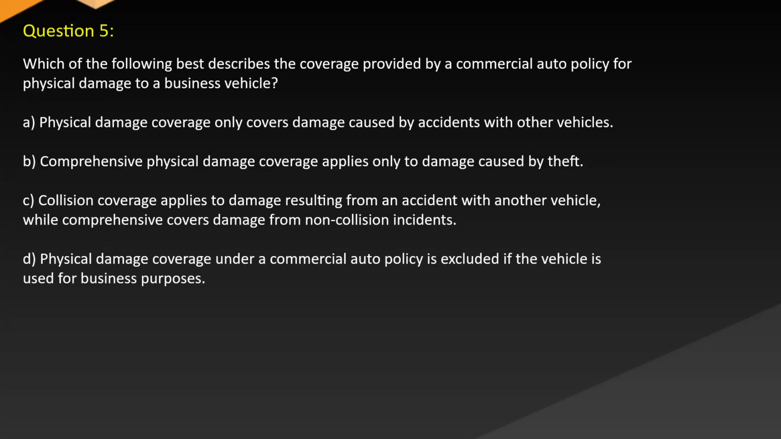Question 5. Which of the following best describes the coverage provided by a commercial auto policy for physical damage to a business vehicle? A. Physical damage coverage only covers damage caused by accidents with other vehicles. B. Comprehensive physical damage coverage applies only to damage caused by theft. C. Collision coverage applies to damage resulting from an accident with another vehicle, while comprehensive covers damage from non-collision incidents. D. Physical damage coverage under a commercial auto policy is excluded if the vehicle is used for business purposes.